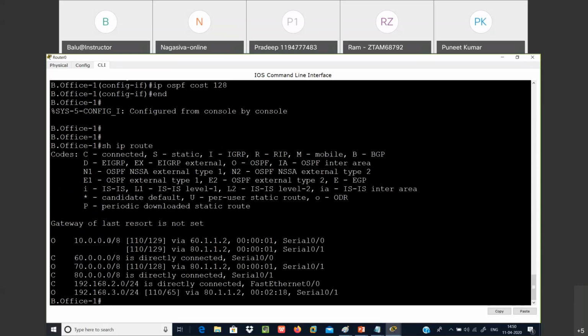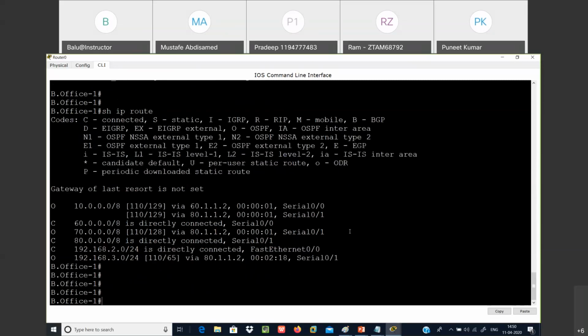To reach the standard network, we have 129 via serial 0/0. One more metric, 129 via 0/1. Here traffic is going via both 0/0 and 0/1. How can we understand whether load balancing is happening or not?